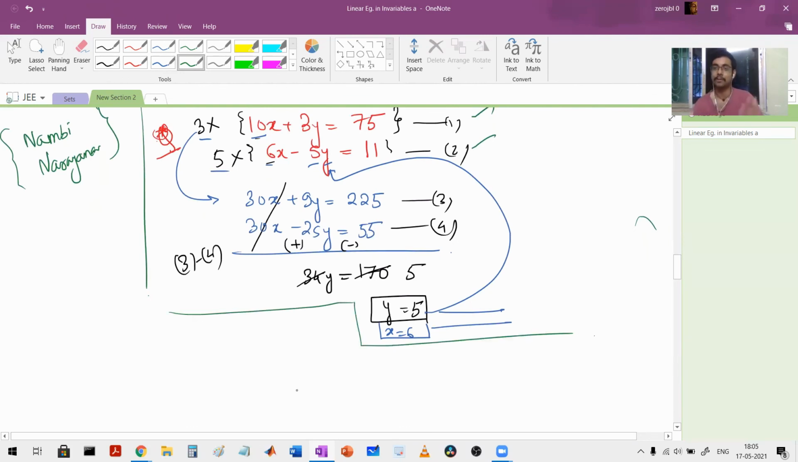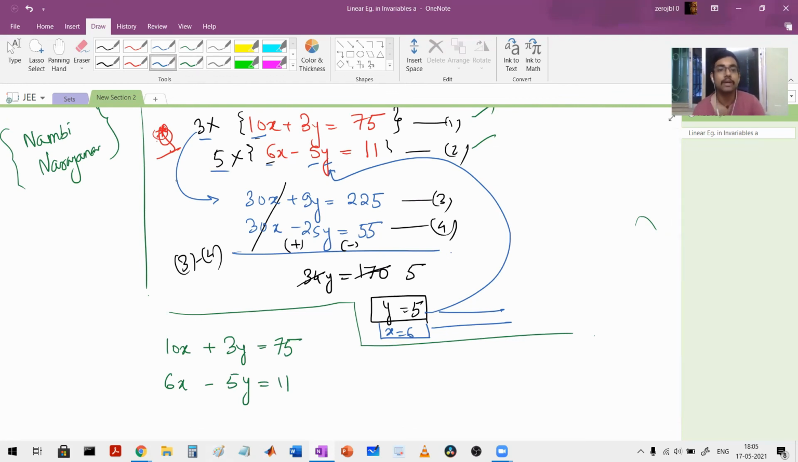Let me solve the same problem in a different way. Suppose now I have 10x plus 3y is equal to 75, and 6x minus 5y is equal to 11. Now I want to target y. Now I want to make the coefficients of y equal.